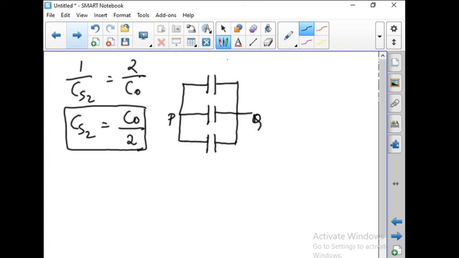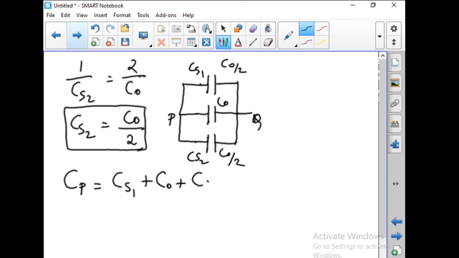PQ. This is C0 by 2. This is C0 and this is C0 by 2. This is CS2 and this is CS1. Now these three capacitors are in parallel now. What is the equivalent capacitance? CS1 plus C0 plus CS2 is equal to C0 by 2 plus C0 plus C0 by 2.